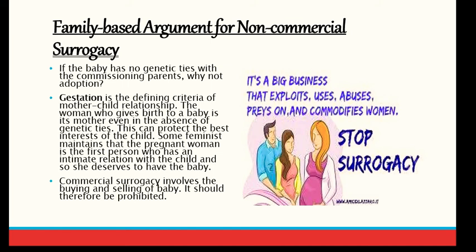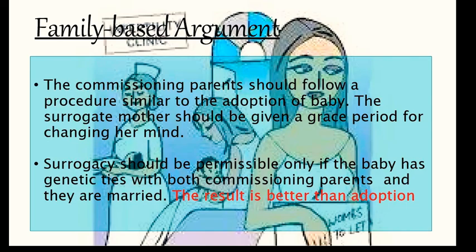While commercial surrogacy involves the buying and selling of the baby, it should therefore be prohibited. You can see in this picture that it's a big business that exploits, uses, abuses, preys on, and commodifies women. So we should stop surrogacy. Family-based arguments: the commissioning parents should follow a procedure similar to adoption of a baby. The surrogate mother should be given a grace period for changing her mind. And surrogacy should be permissible only if the baby has genetic ties with both commissioning parents and they are married. The result is much better than adoption.